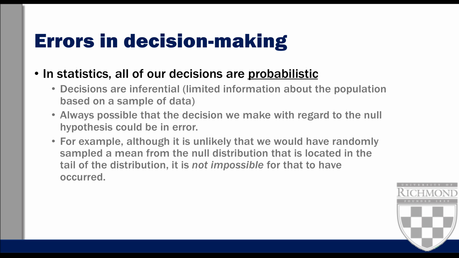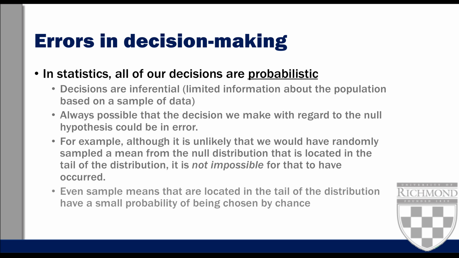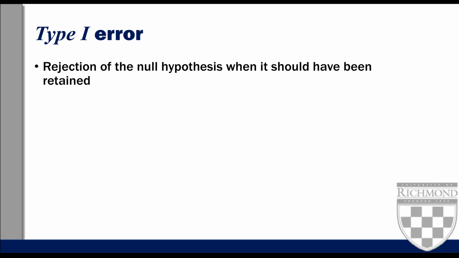Unlikely events do happen, okay? They may be highly unlikely, low probability of occurring, but they do happen. So even sample means that are located in the tail of the distribution, of the sampling distribution, have a small probability of being chosen by chance. But that's different than saying they have zero probability of being chosen. So the first kind of error that we can make is called a type 1 error. And this involves rejecting the null hypothesis when it should have been retained.